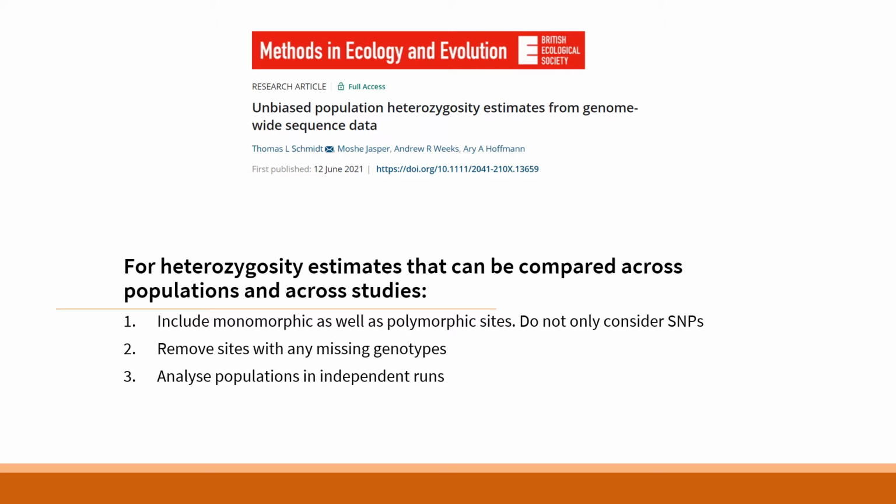We arrived at 3 recommendations. The first, to include monomorphic as well as polymorphic sites in estimates and thus not base estimates on SNP genotypes only. The second, to filter out sites with any missing genotypes. And the third, to analyze populations in independent runs.